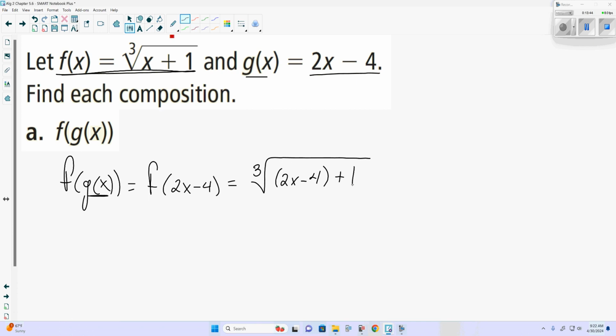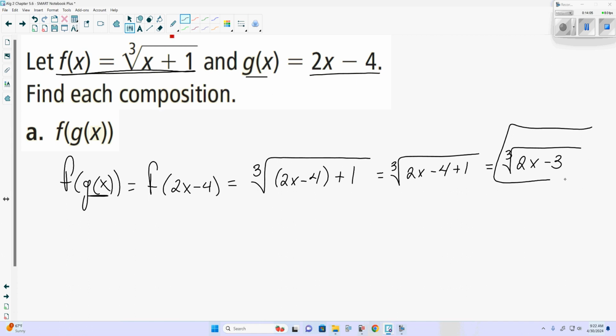Now the last thing we need to do is simplify. Well, we can drop the parentheses. 2x minus 4 plus 1. Well, our like terms, negative 4 and 1, give us minus 3. So our f of g of x is the cubed root of 2x minus 3. That's it.